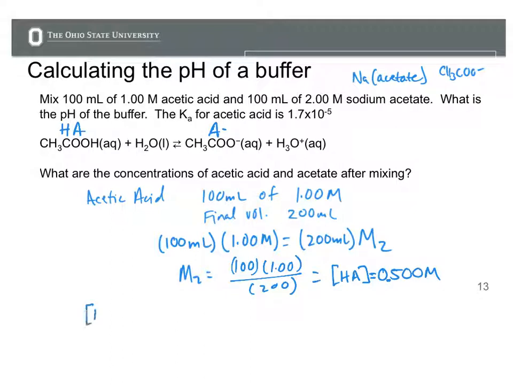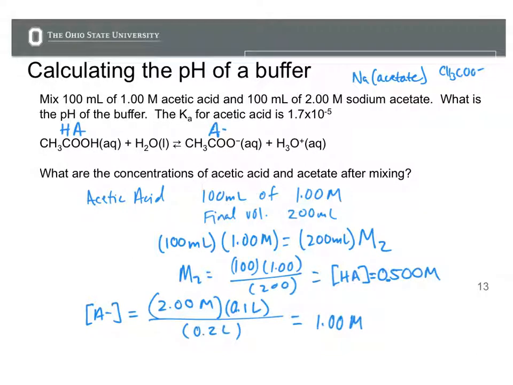Okay, so our concentration of acetate is going to be, we have 2 molar of that, 2 moles per liter. We have 0.1 liters of that, and now we'll switch to liters just to confuse you, and a total of 0.2 liters. And we'll end up with 1 mole per liter. Everyone agree?